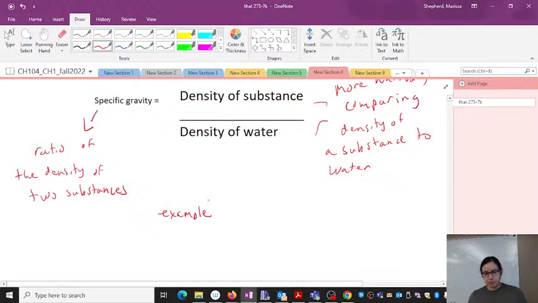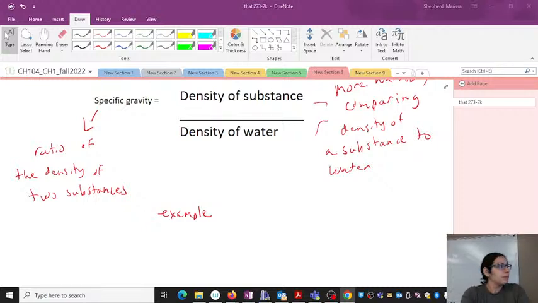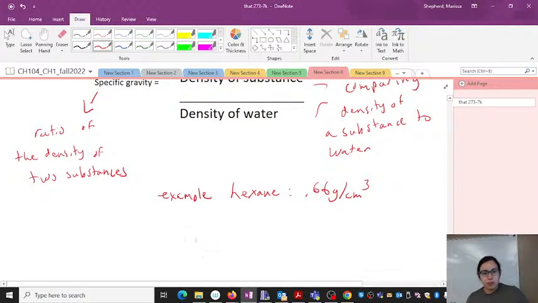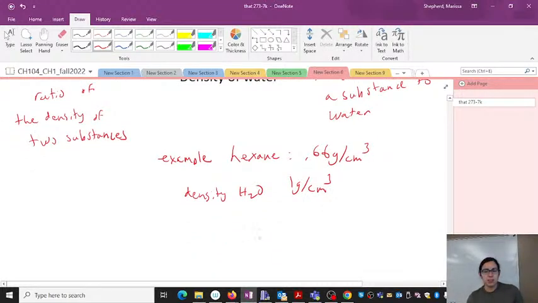So for example, let's actually look at the density of hexane. Hexane is just a six-membered carbon chain. It has a density of 0.66 grams per centimeter cubed. And we know the density of water would be 1 gram per centimeter cubed. So if you divide them, you notice that the units just cancel out. It's 1, so it doesn't even really matter. So we would just get a specific gravity of 0.66.